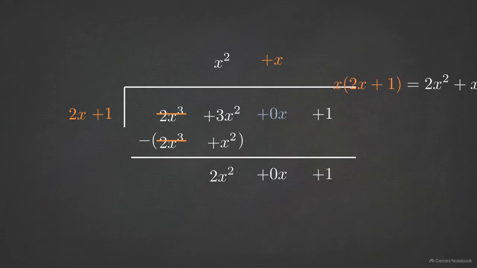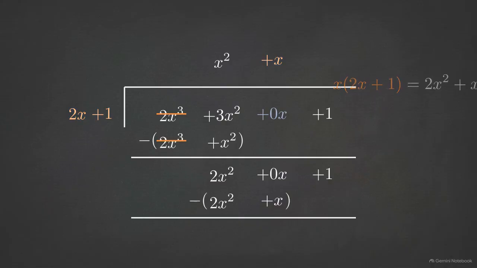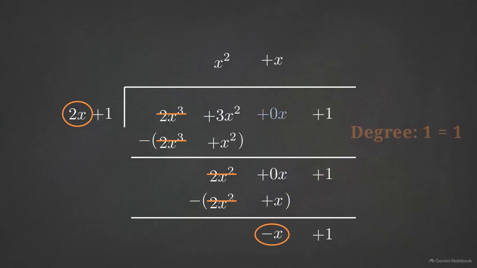We place the new line in brackets and apply the subtraction. The x squared terms cancel. 0x minus x leaves us with negative x. We bring down the final positive 1 to arrive at negative x plus 1. The degree of our current polynomial is 1, which is equal to the degree of our divisor. Since it is not yet strictly less than the divisor's degree, we proceed to one final loop.